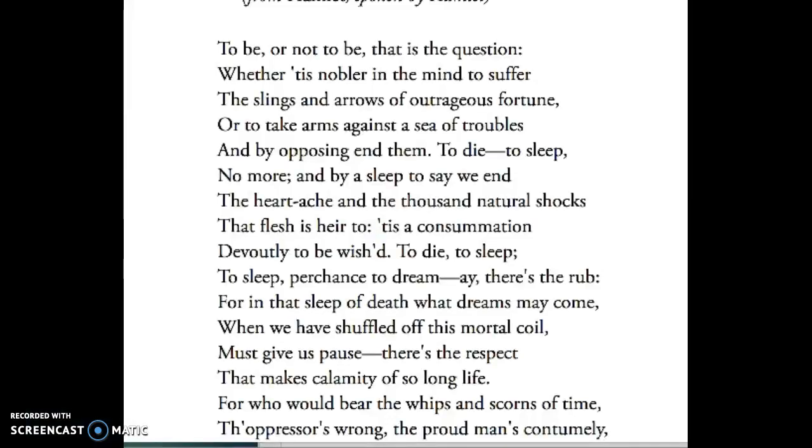To begin with, we're going to start with the "to be or not to be" speech from Hamlet Act 3, Scene 1. So here we have the text of "to be or not to be." This is a soliloquy, which means it is a speech given directly to the audience. It is Act 3. Hamlet is making a big decision and he says the speech, "To be or not to be, that is the question. Whether 'tis nobler in the mind to suffer the slings and arrows of outrageous fortune, or to take arms against a sea of troubles and by opposing end them."